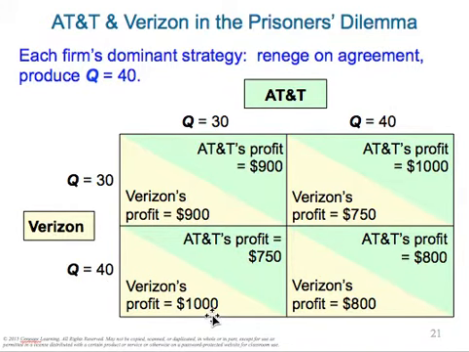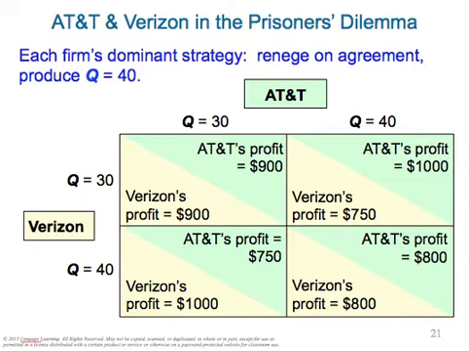Okay, so it's not that they did collude initially, but individually their strategic aim realized, oh man, we're much better producing 40 than we are 30. So both of them say our dominant strategy is to produce 40.